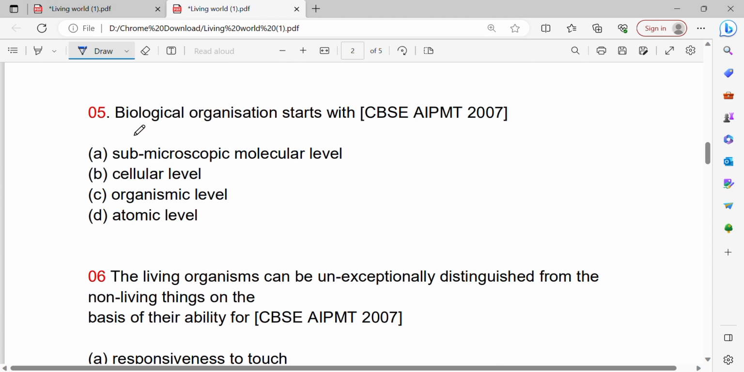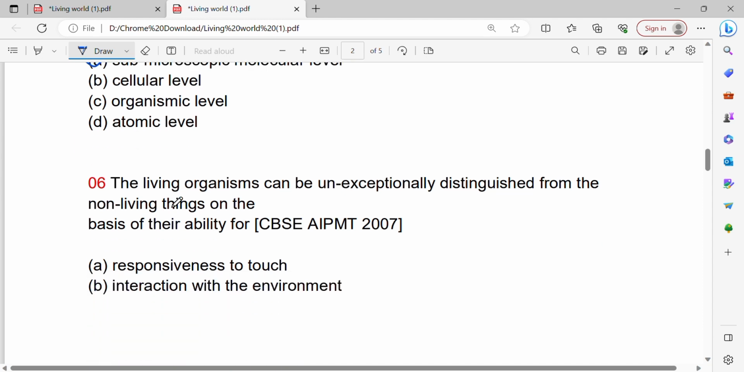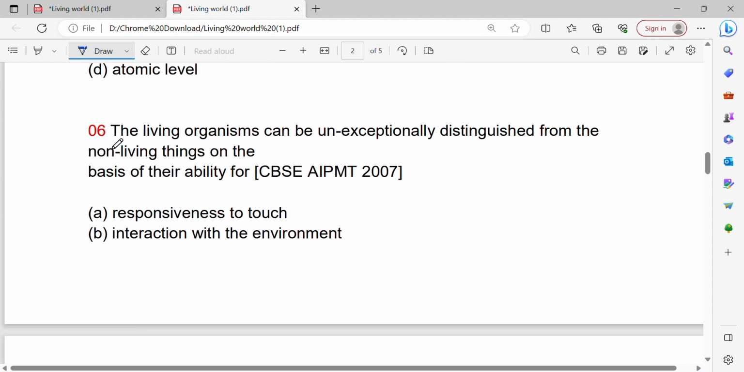Question number 5. Biological organization starts with option A submicroscopic molecular level, B cellular level, C organismic level, D atomic level. And the correct option is option A, submicroscopic molecular level.